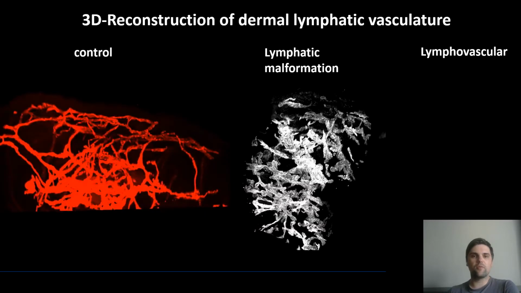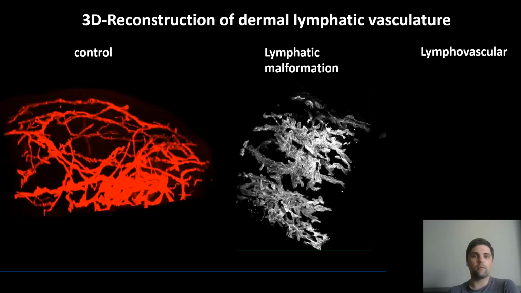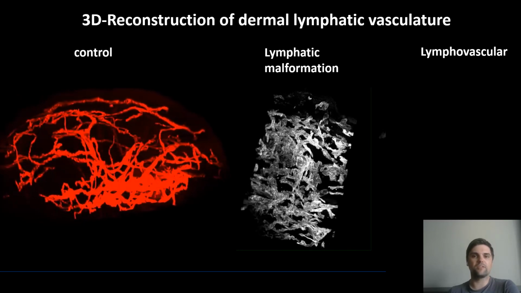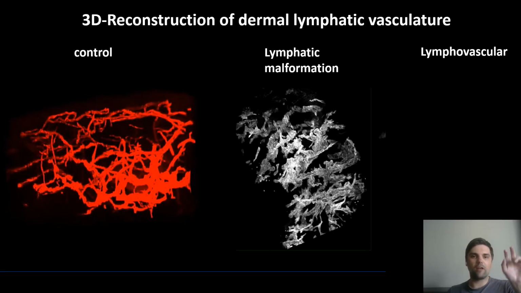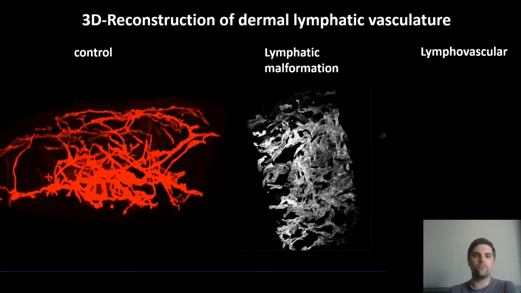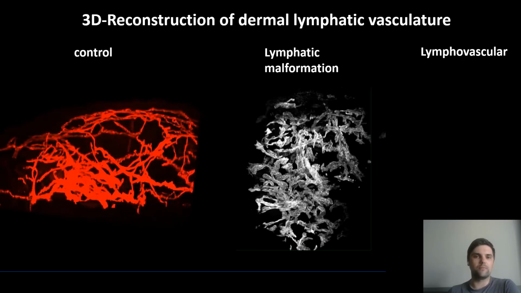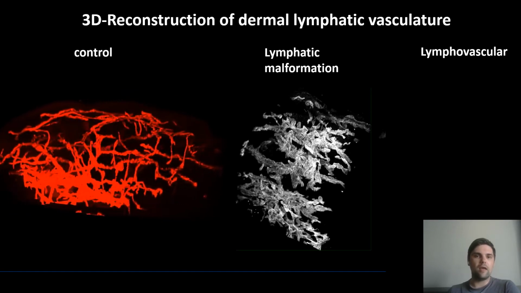We then used the same approach for patient samples and visualized a lymphatic malformation, showing the big difference compared to the control on the left side. You can see the kind of chaotic vessel organization, which can assist you in choosing the most suitable pharmacological treatment for this patient.